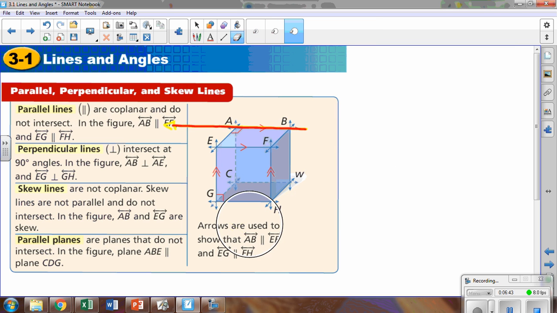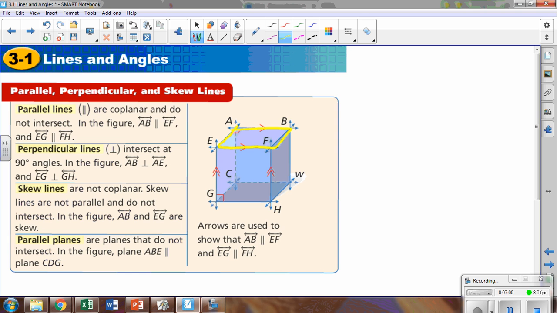And lastly, we'd have kind of the obvious. Parallel means that they don't cross. So parallel planes don't cross. And we get really obvious ones like the top of the box would be parallel to the bottom of the box. The left-hand side is parallel to the right-hand side. The front is parallel to the back.